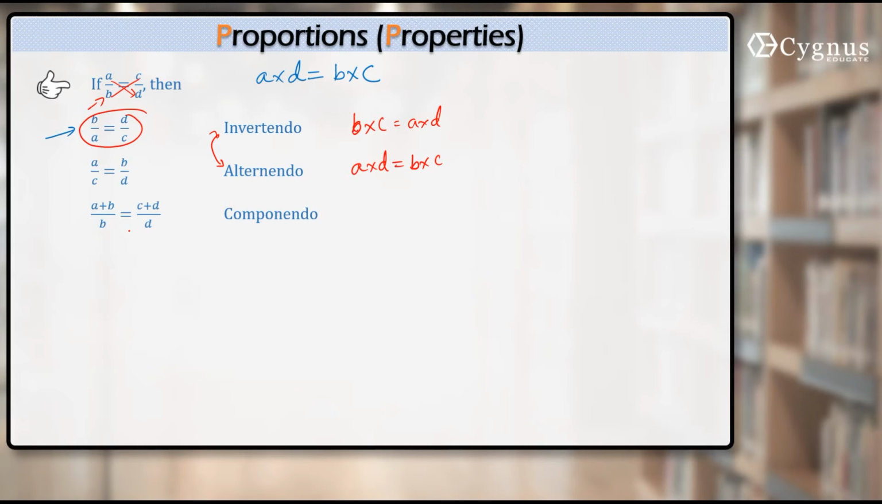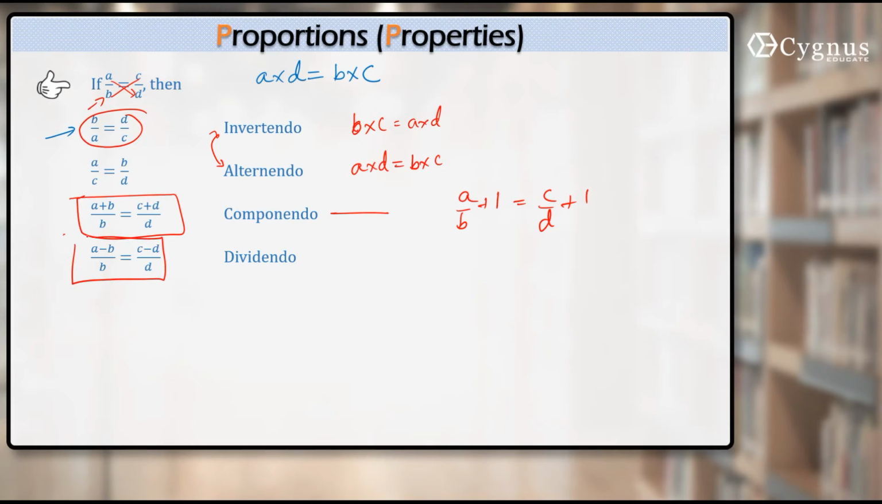What's the next one? Componendo. How do we get this? When you add 1 to both the ratios, what do you get? A plus B by B is equal to C plus D by D. This is the end result. The next one is dividendo, when you subtract 1 from both sides. You get A minus B by B is equal to C minus D by D. And when you apply both componendo and dividendo together, what do you get? This equation number 1 when divided by equation number 2.